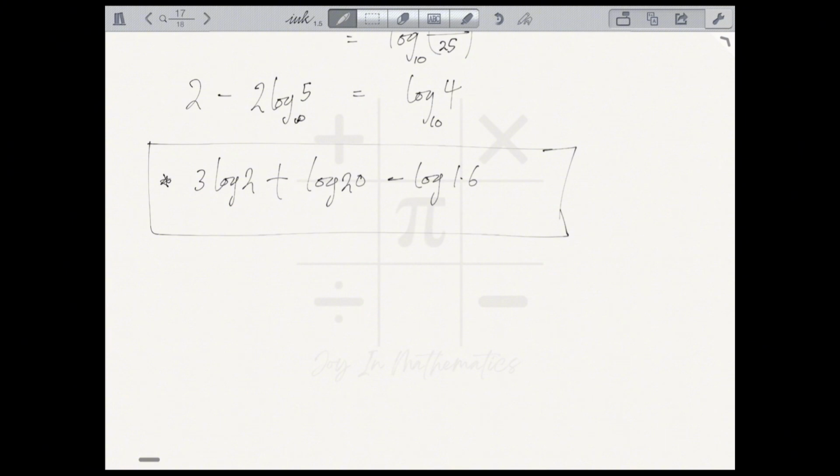So in our next video, we'll be taking a look at solving logarithm equations.